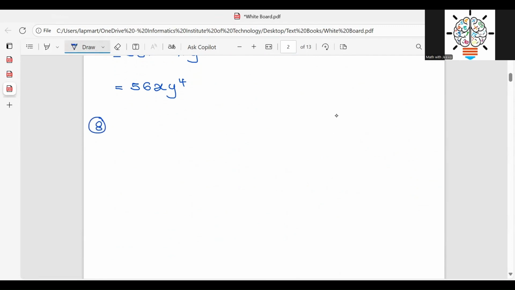Question number 8, we have 2xy squared then 3x squared y. Be mindful, here we have an addition too, right? So far we had only the multiplication, but this time we have the addition too. So we want to solve these first, according to the good math. So how are we going to get this?